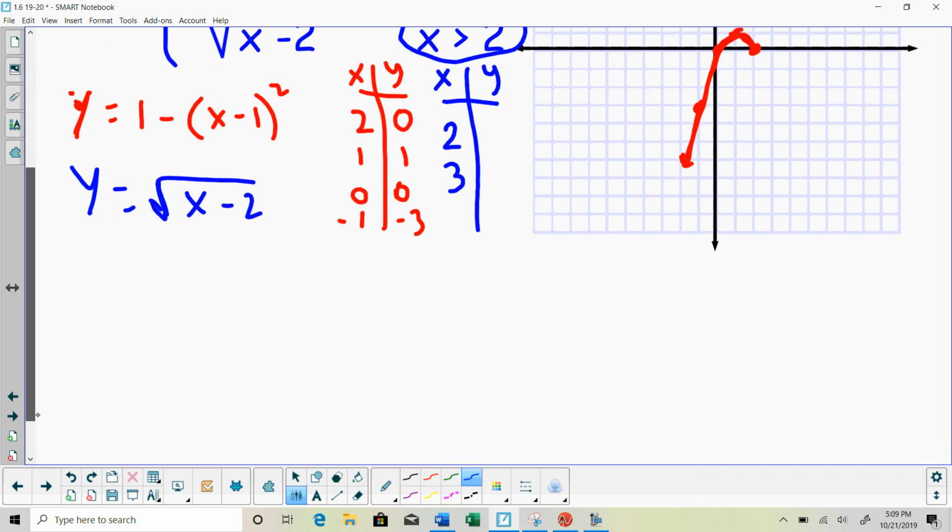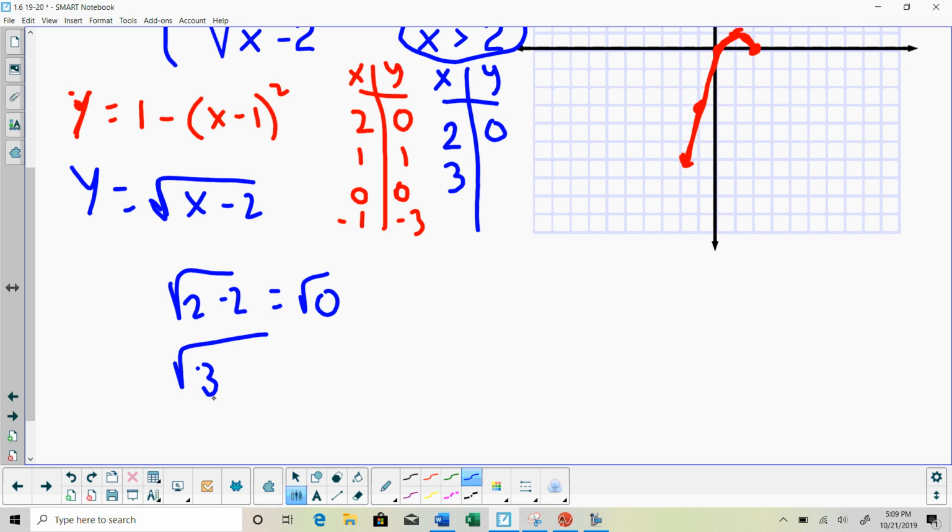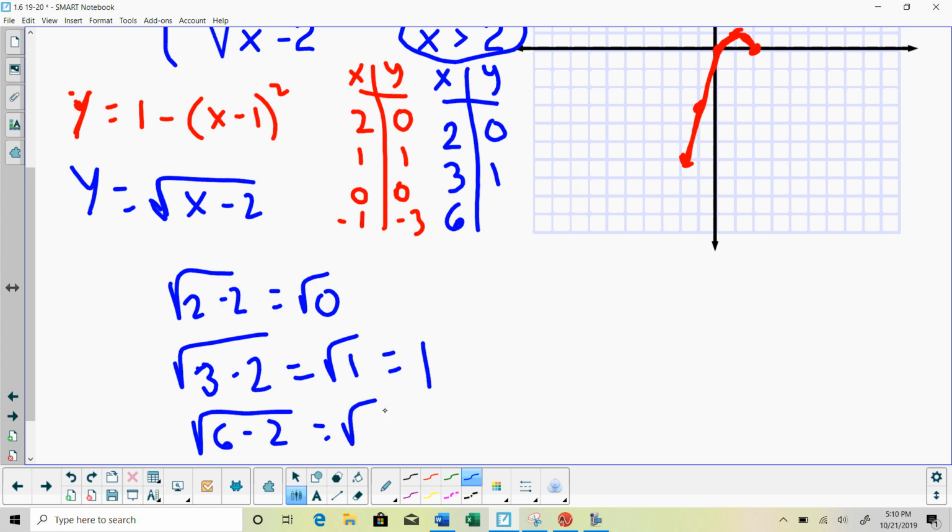So if I'm going to pick 2 and 3, square root of 2 minus 2 is the square root of 0, which is just 0. And if I try 3, I get square root of 3 minus 2 is the square root of 1, which is 1. And if I want the next nice ordered pair to come out of my square root, I would probably pick 6 instead of 4 or 5. Let's try 6. I get 6 minus 2, that's square root of 4, which is 2.